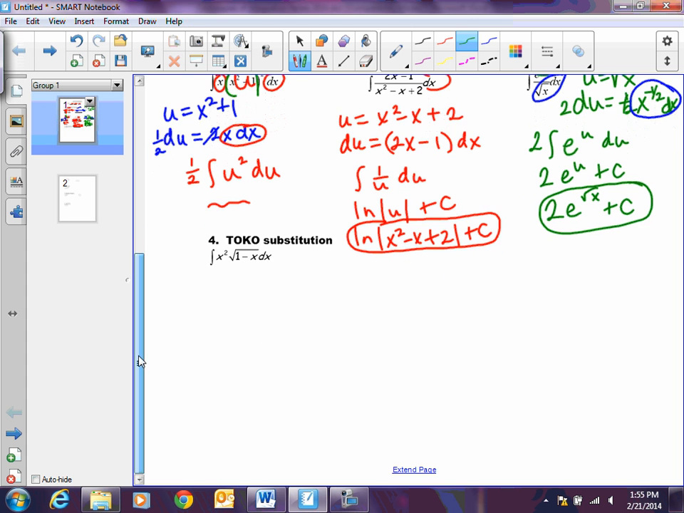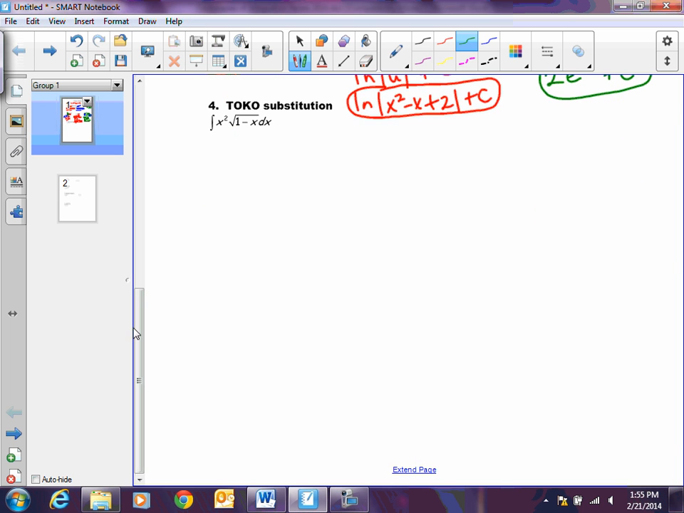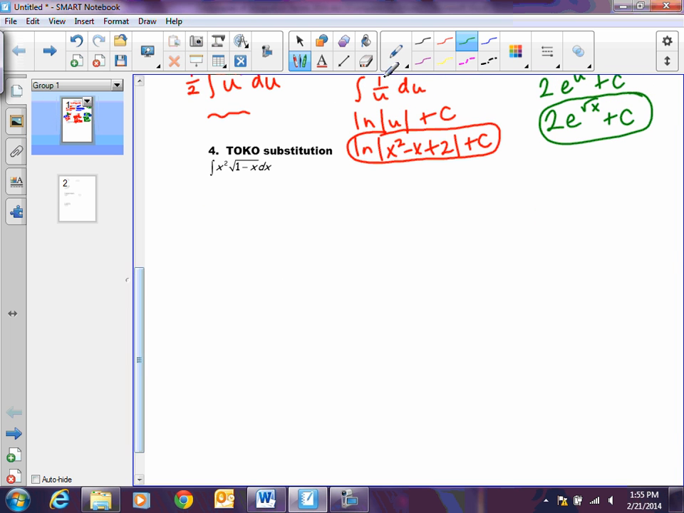All right, TOCO. What does TOCO mean? Do you remember what it stands for? The other kind of u-substitution. So we have these u substitutions where everything lines up nice and neat. TOCO, it doesn't. So let's just go ahead and start the problem. What do you think u is supposed to equal in this one? 1 minus x. Then du would be negative 1 dx. Divide over that negative 1.